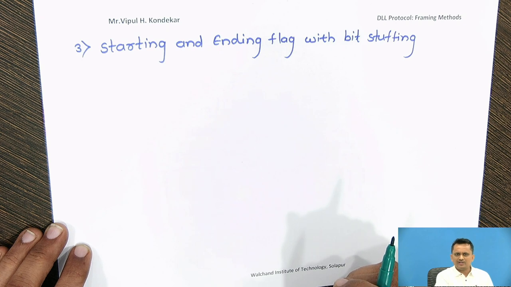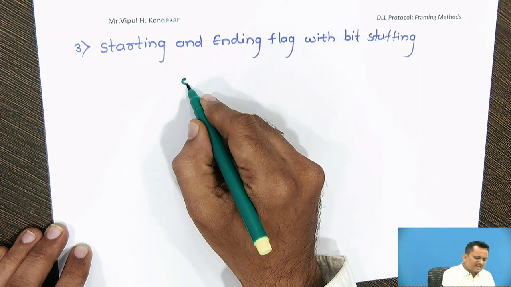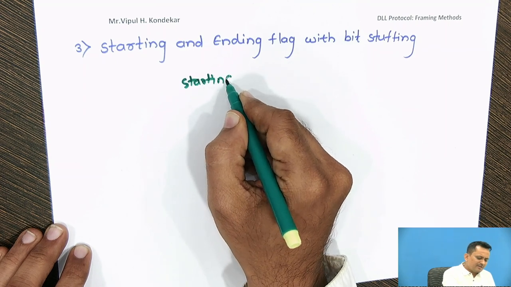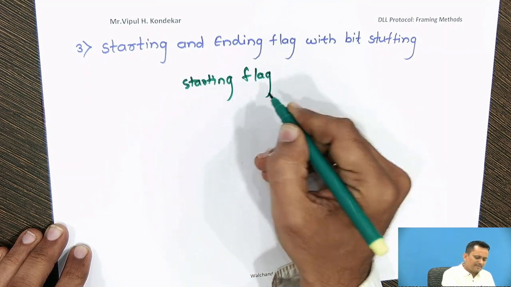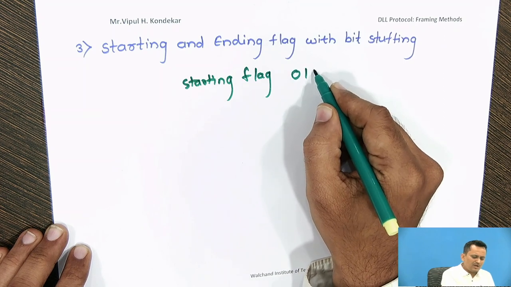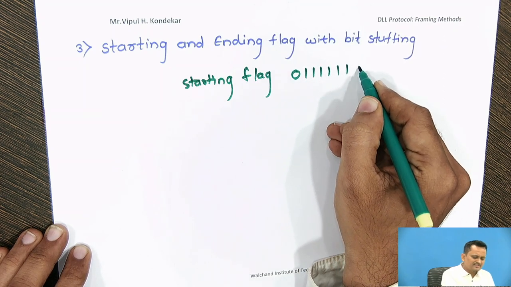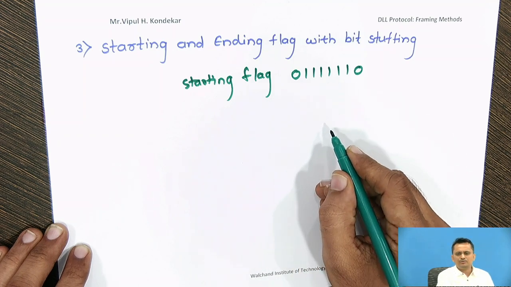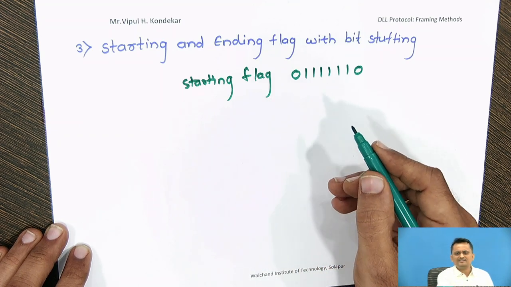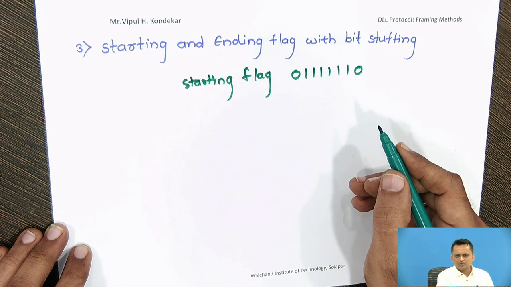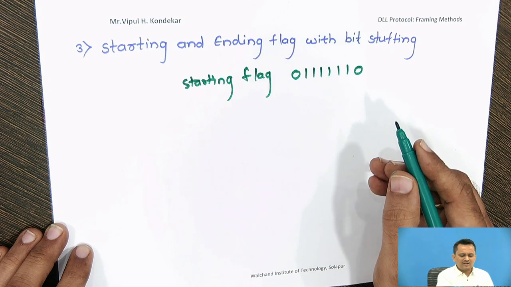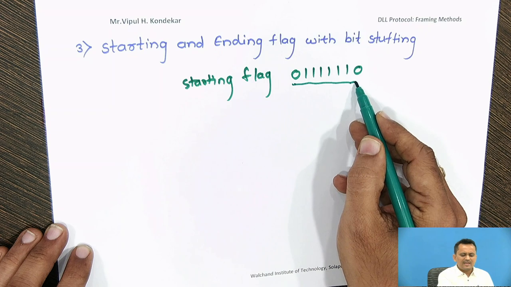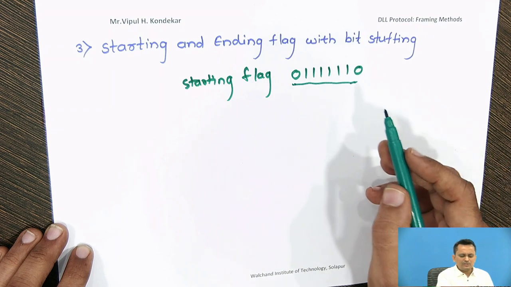So what we do here is have some starting or ending flag. That flag combination may be the same. For example, you may have the starting flag as, let us say, 0, 1, 1, 1, 1, 1, 1, 0. This is the combination I am using as the starting flag, and the same is used as the ending flag. So how do you do the framing? Start of frame will be this character combination, as well as end of frame will also be this same character combination.